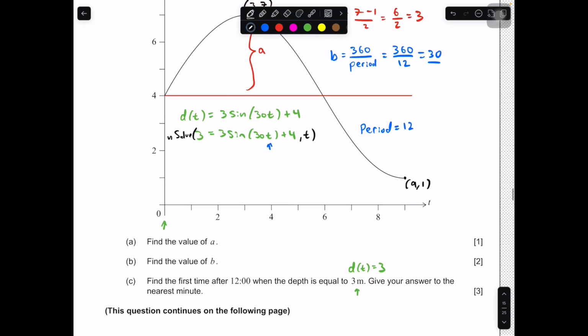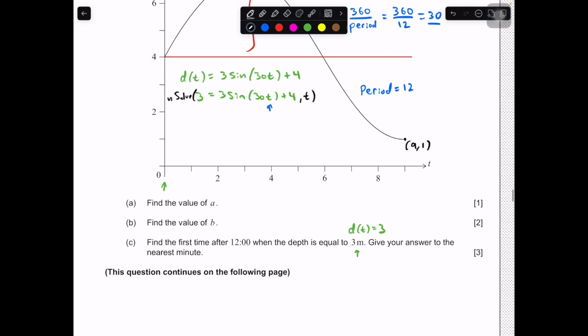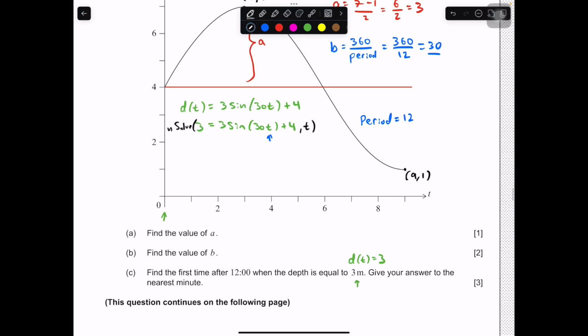Okay. So, find the first time after 12 when the depth is equal to 3 meters. Give your answer to the nearest minute. So, what is the answer here? We know that t is equal to 6.649. That's 6 hours and 0.649 hours as well, right? Because 6 plus 0.649 is 6.649.